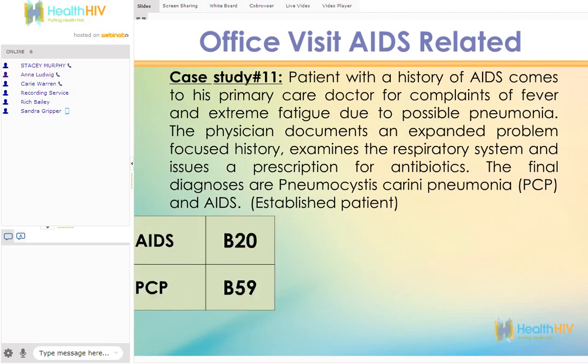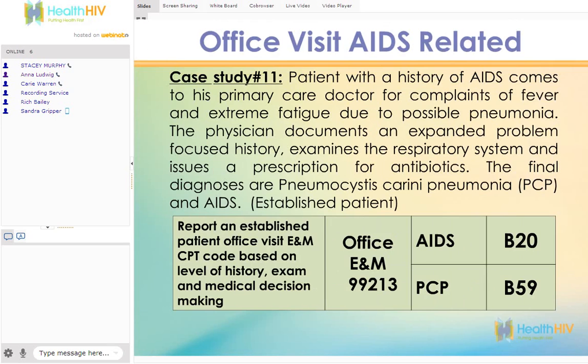All righty. Office visit related to AIDS. So this is a patient that has a history of AIDS. They come into their primary care doctor's office with complaints of fever and extreme fatigue. The physician documents an expanded problem-focused history. They examine the respiratory system and give the patient a prescription for antibiotics. The final diagnosis is pneumocystis carinii pneumonia with AIDS. So this is a patient that has an AIDS-related condition.